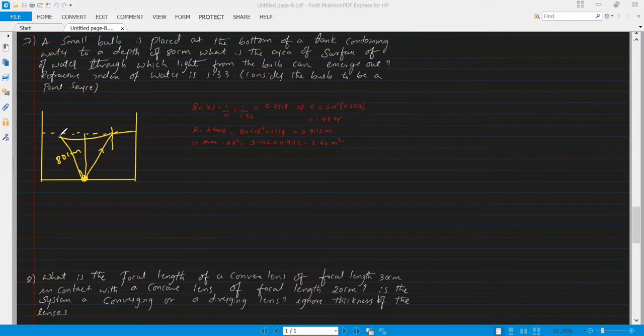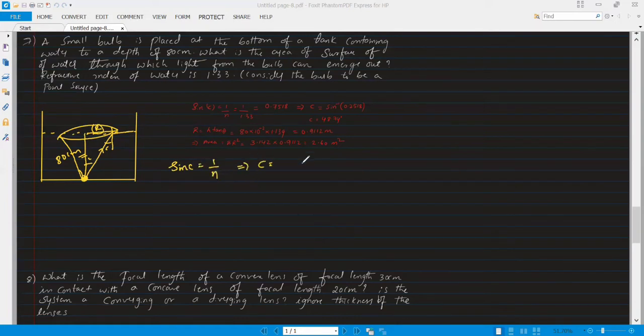Now this forms a circular patch, and we are asked to find out the area of this circular patch. Same as what we did earlier, calculate its radius; the height is given. Then you can actually calculate this c, and after calculating this you can find out the area also. If you calculate the radius, the area is known. So use the formula sin of c is equal to 1 upon n.